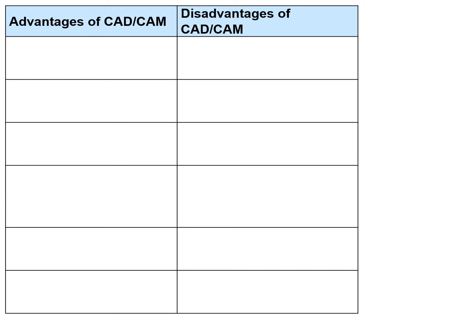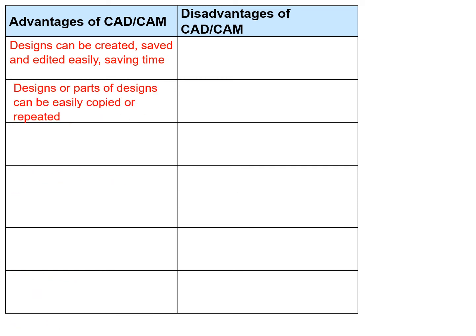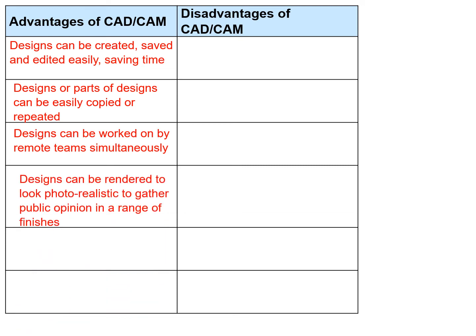There are many advantages and disadvantages of CAD and CAM. You need to be aware of at least 3 for each category. Advantages include: designs can be created, saved and edited easily. Parts of designs can be easily copied or repeated. Designs can be worked on by remote teams simultaneously. That means multiple people can work on the same design.